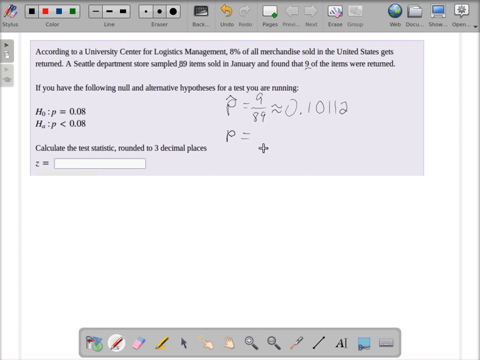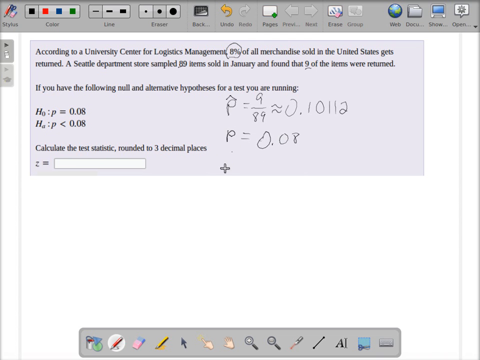Our actual population proportion, or it could be the proportion that we're assuming. So in this case it's given to you and it's in the null hypothesis. P is going to be 0.08. But sometimes you'll have to get that from the actual problem. So in this case, if I were going back to the original problem, I would have said 8% of all merchandise is sold. And that's what we're testing essentially with this sample that we took. So that's where we get the 0.08 from.